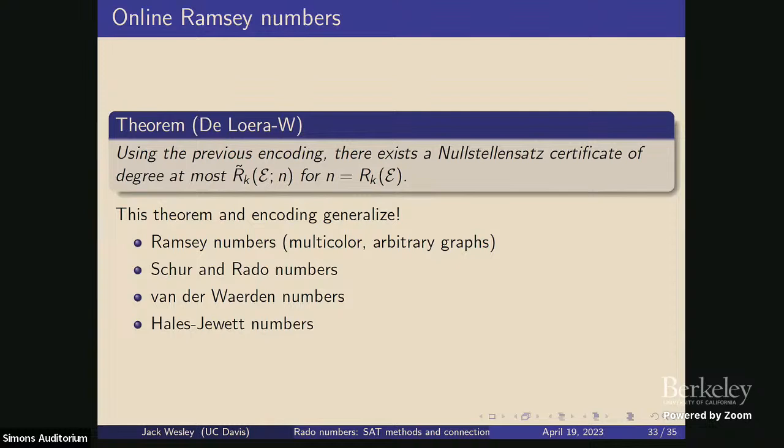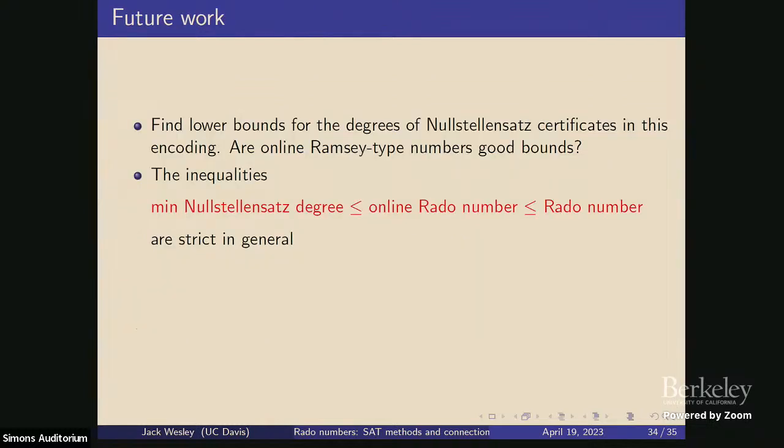I am a little under time, but current work and future work that we want to do is to really study the lower bounds for these Nullstellensatz degrees. We don't have any good result in this area, and it may very well be that these online Rado, online Ramsey numbers are really terrible. We don't know.